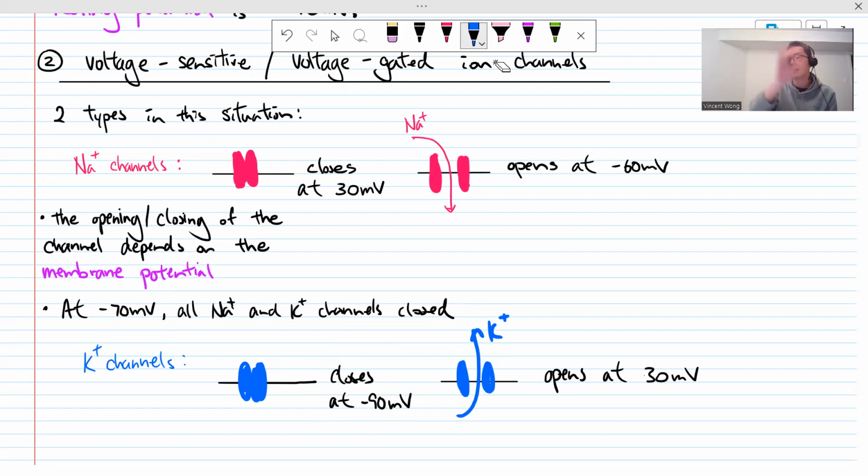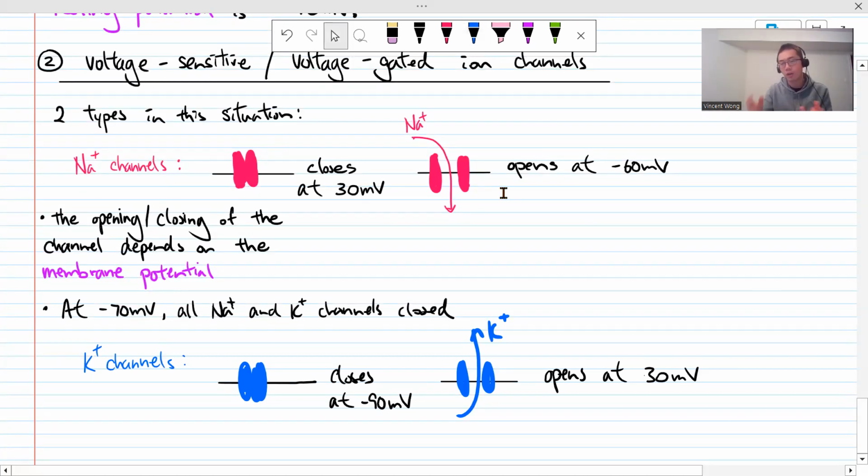If you don't fully understand how the numbers work, it's okay. When we draw the graph, it will make sense. But for now, that's all I need you to know. Just be aware that they are closed when we are resting, but they could open at a certain number, but they don't open forever. They will close again when you reach certain numbers again.